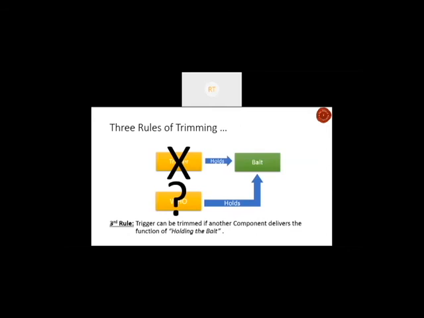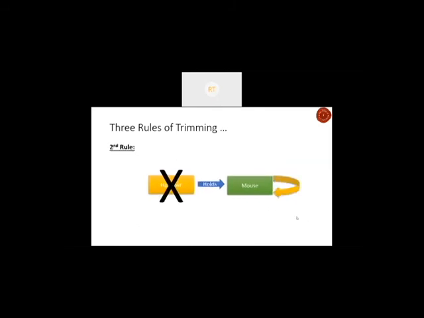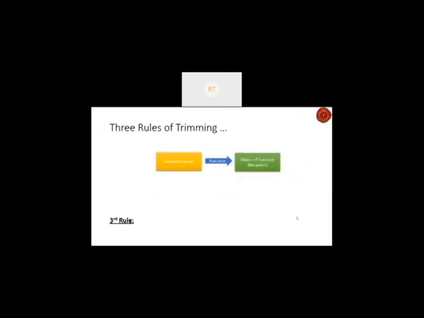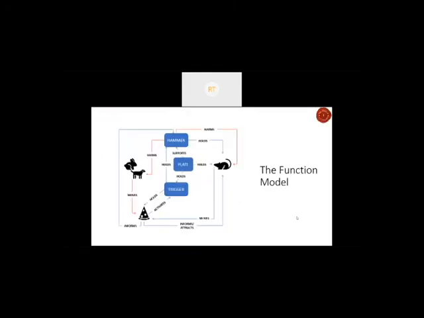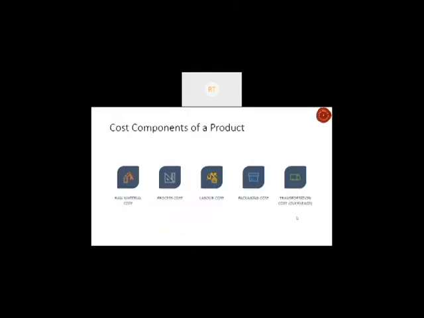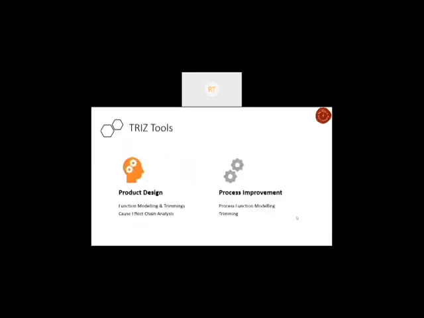Okay, fine. I'll take a brief recap of today's session. In today's session, we said that when we are talking about trimming, there are a few costs involved in the product. Because the idea is to reduce the cost, TRIZ can work on reducing it either by product design changes or process improvements. For process improvement, we have two tools: process function modeling and trimming. For product design, we have the function modeling of the product, trimming, and the cause effect chain analysis.